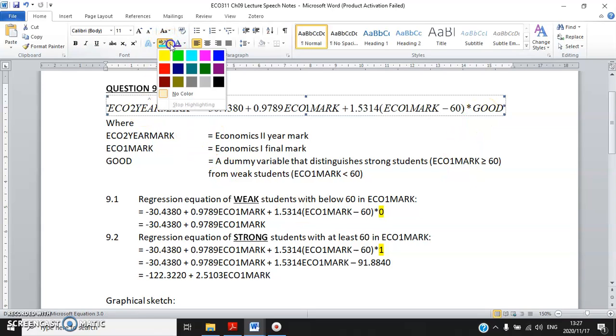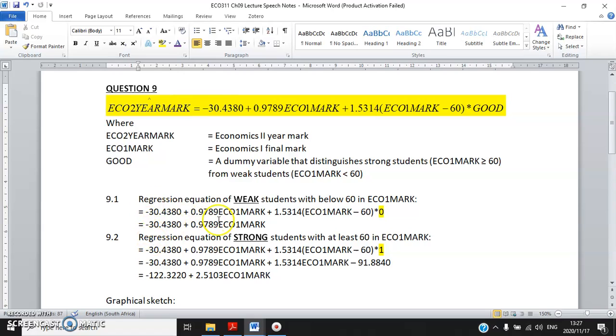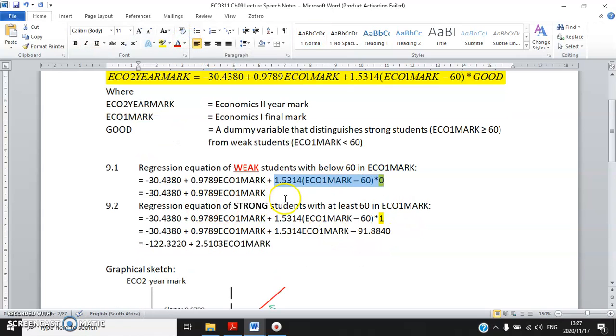So this is my overall regression. And from this overall regression, I want to derive two sub-regressions or regression equations for the two groups of students, one for each group. So the regression equation for the weak student, it means the good dummy equals 0. It is equal to minus 30 something plus 0.97 something times ECO1 mark plus 1.5314 bracket ECO1 marks minus 60 times the good dummy equals 0. Remember, we are dealing with the first group, a weaker student. So this whole thing falls away because of the 0. So for the weaker student, the regression is as simple as this.